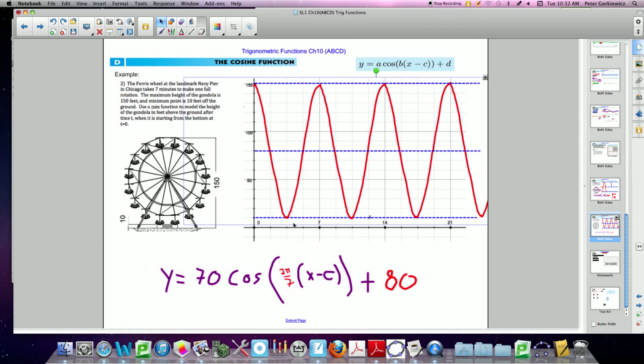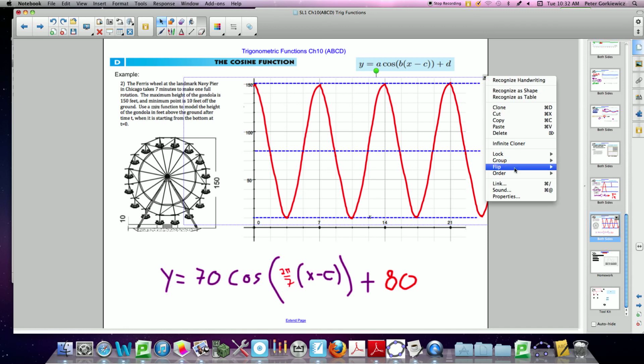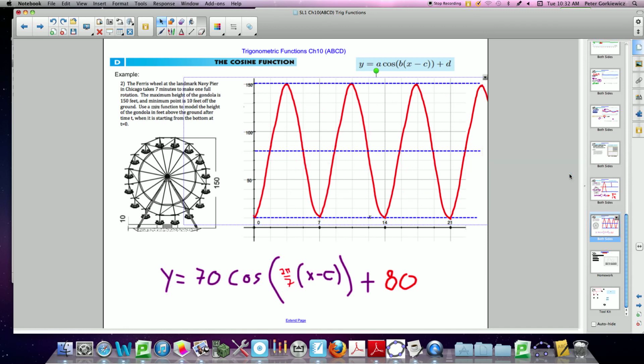Or we could do nothing with the C, and just flip this over. And so it's starting at its minimum instead of its maximum. And all you have to do is put a negative in front, and forget about the C. Right? So it doesn't matter which one you do. Any of those will be just fine. So this works. So here's one equation.